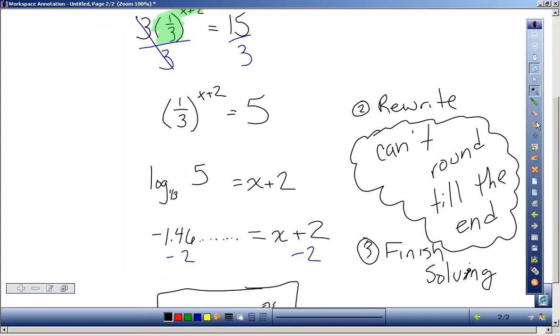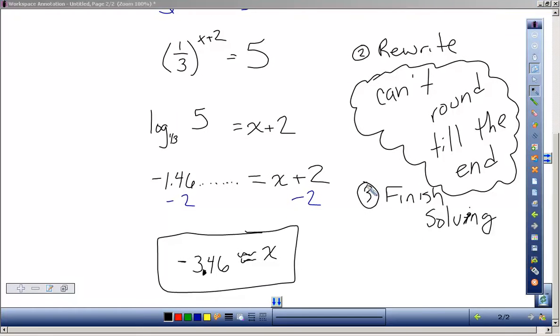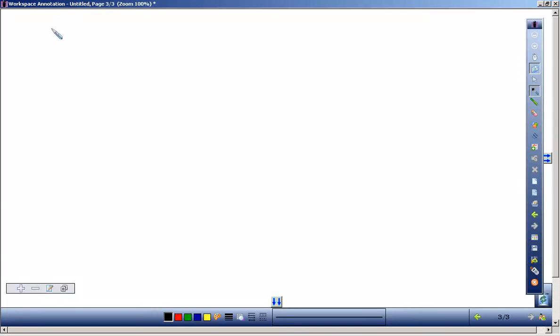So step 1, isolate the exponential or log. Step 2, rewrite it as the opposite function. And then step 3, finish solving whatever it was you were doing, but don't round until the very, very, very last step when you're writing what x is equal to.